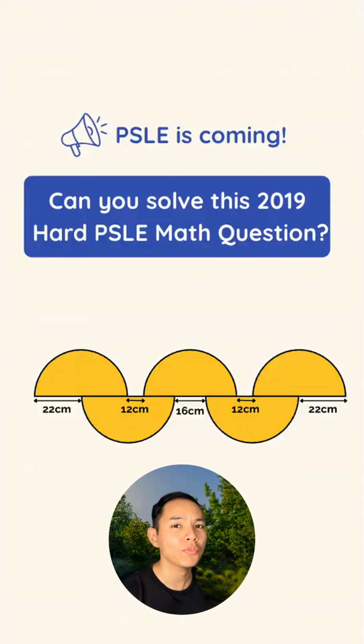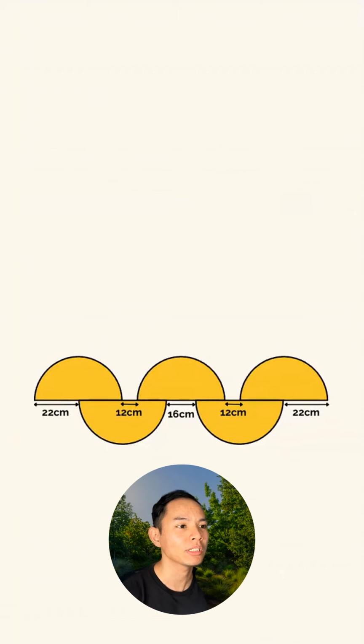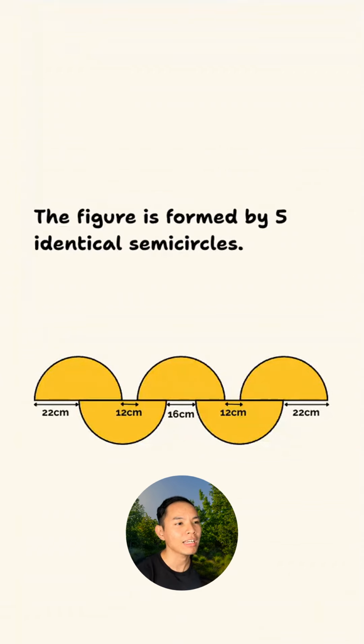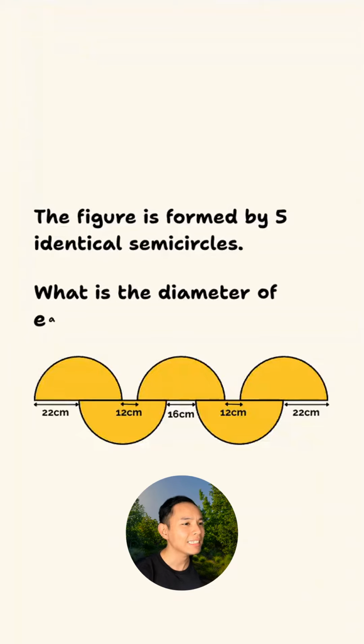PSLE is coming. Can you solve this 2019 hard PSLE math question? And the question goes, the figure is formed by 5 identical semicircles. What is the diameter of each semicircle?